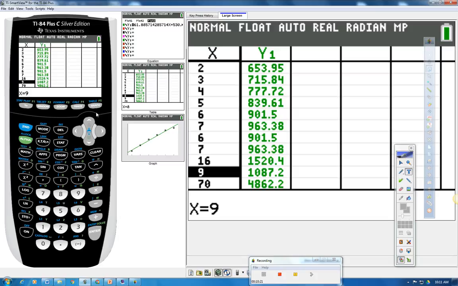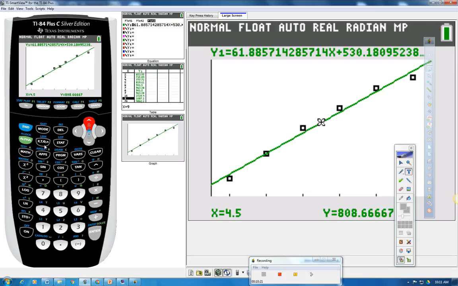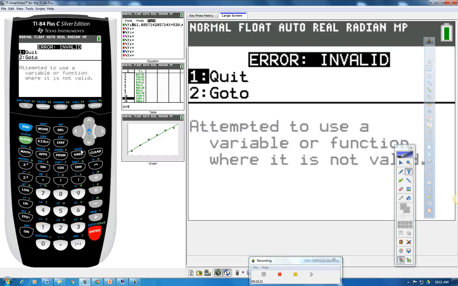Please understand, we did graph the line of regression. It does say graph the line of regression. That green line is the line of regression. That's our best guess. You can also make estimates on there by going to the line and entering an x value. Now, I just tried to put something in that was outside the window, and it told me that's invalid, because it's outside the established window. I would need to increase my window.